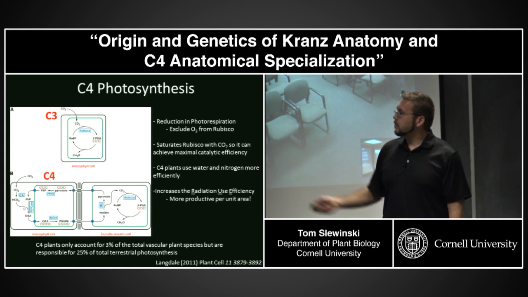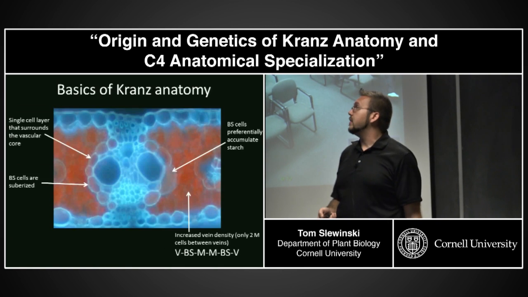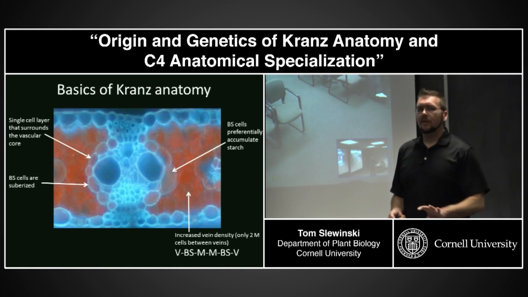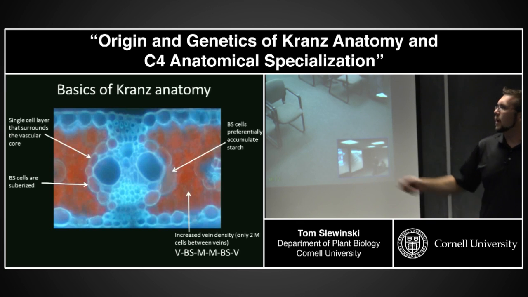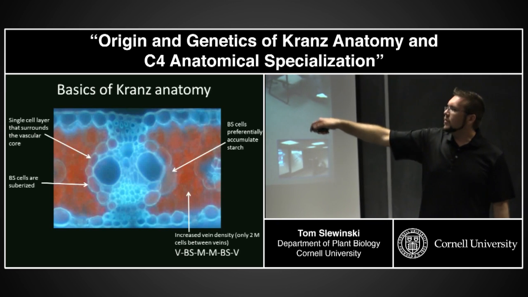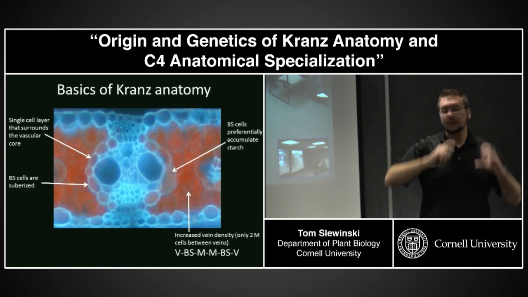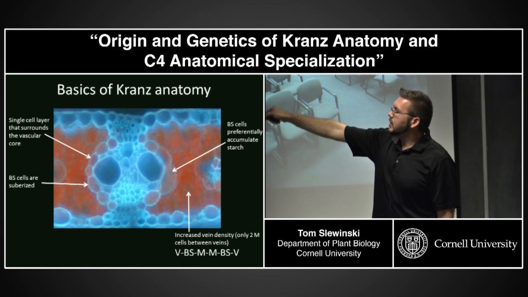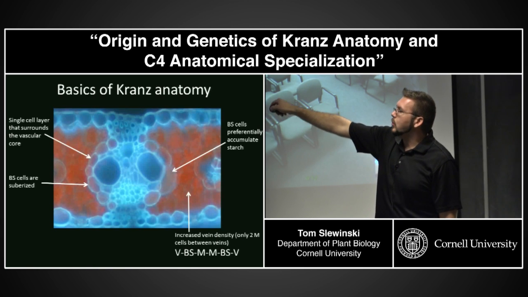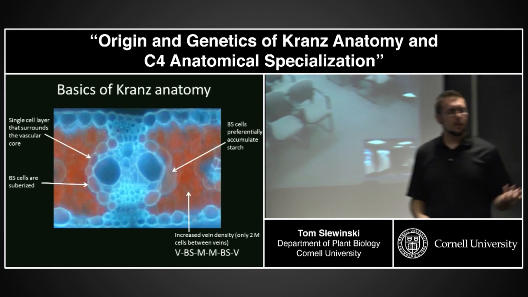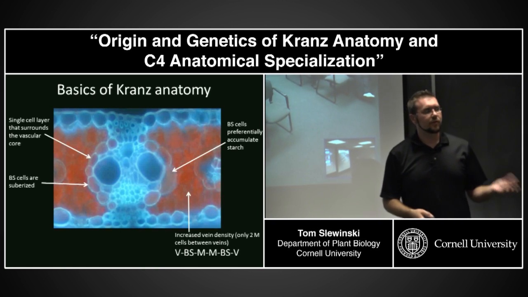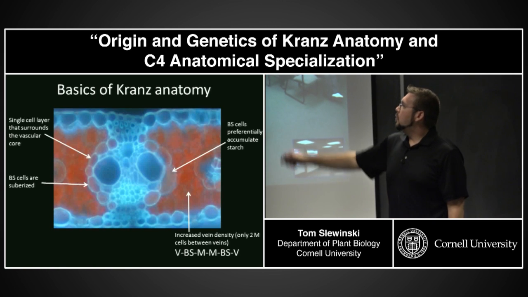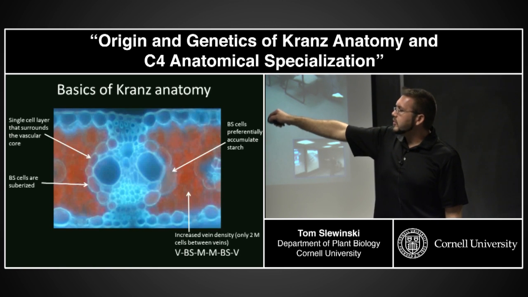So the basic mechanism of C4 requires a specialized architecture called Kranz anatomy. So some basics of the cell type and what's going on. Kranz is German for wreath, which is the structure around the vein. And it is a single cell layer, the bundle sheath, that surrounds a vascular core. The bundle sheath cells are usually suberized, which is like a waxy coating that limits gas and solute exchange. Bundle sheath cells preferentially accumulate starch.